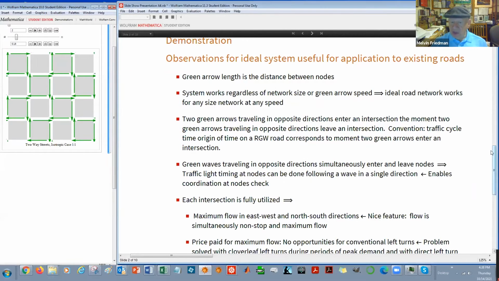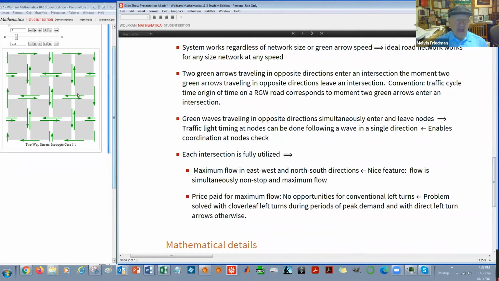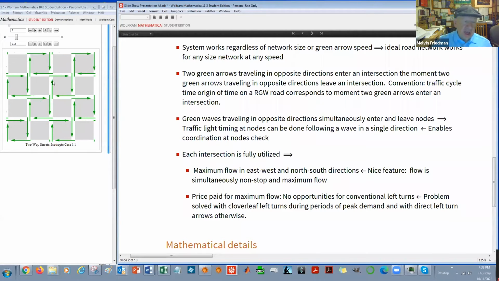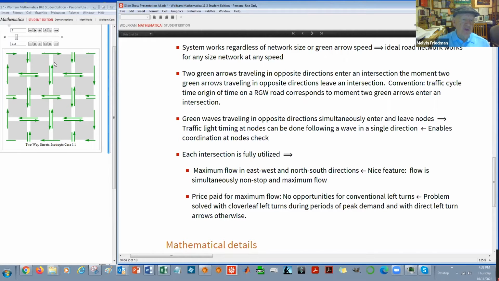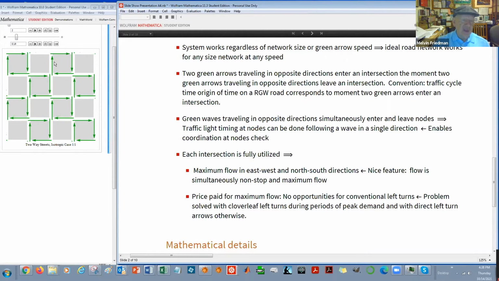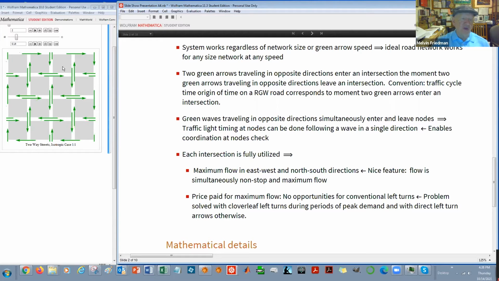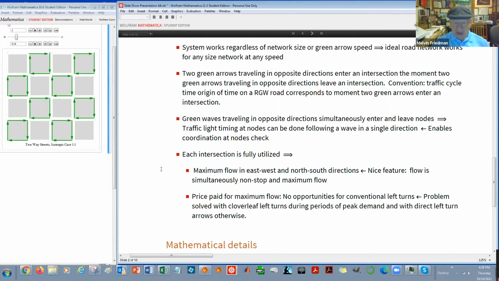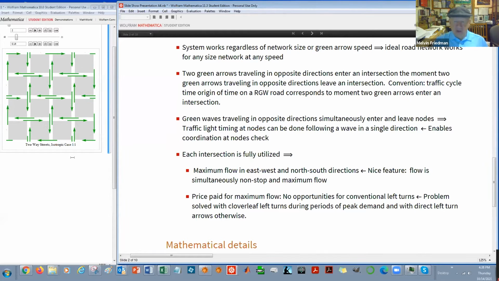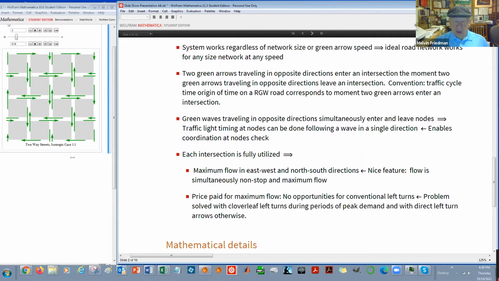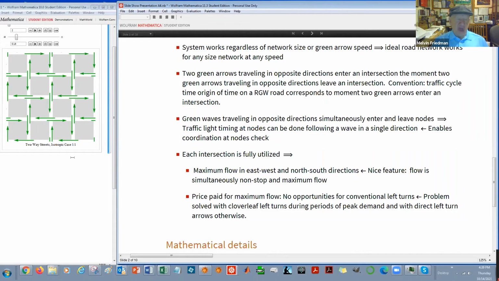Another thing I would like you to realize, looking at this video, is that each intersection is fully utilized, so that a green arrow is always going through the intersection, either in the north-south or the east-west direction. And you've just seen that, and that's true regardless of what intersection you're looking at. And so the fact that a green arrow is always going through an intersection means that the system has the maximum flow possible. That's really nice that you have the maximum flow, because that means you have the maximum capacity to carry vehicles.